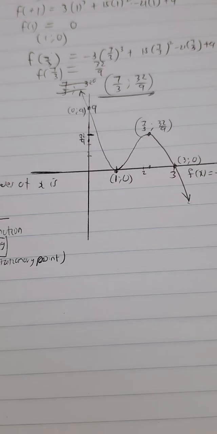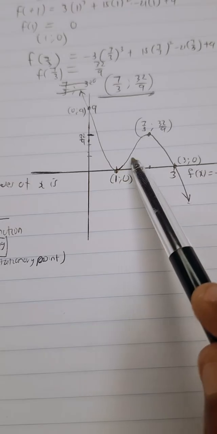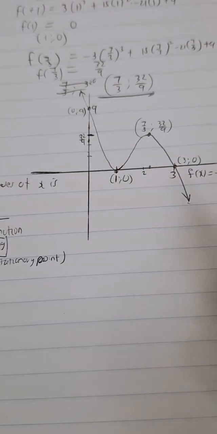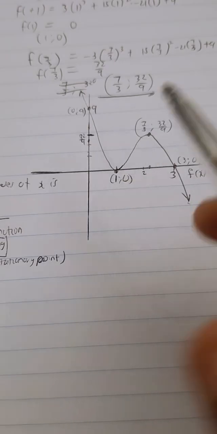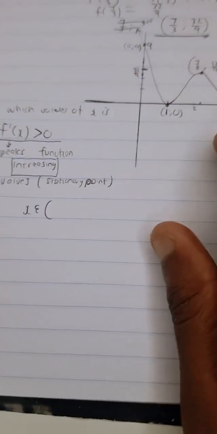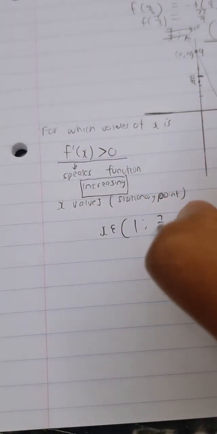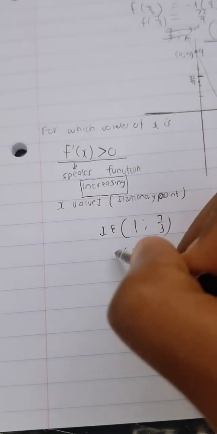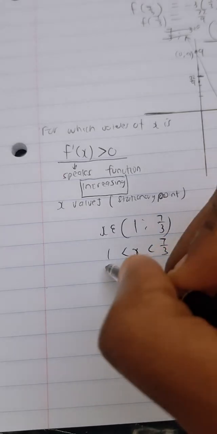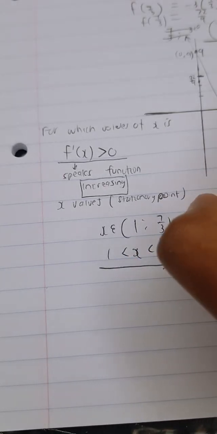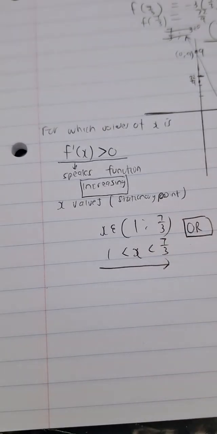Okay, Presh, I can see your answer there. We are increasing here, so definitely. You can say x is an element of (1; 7/3), or you say x is greater than 1 and less than 7/3. These are two ways to write the same answer.